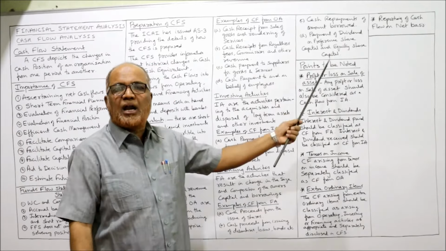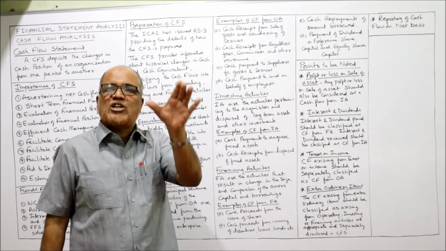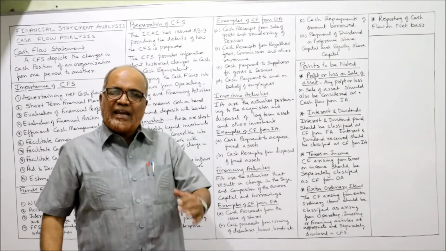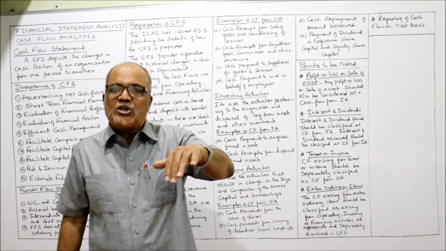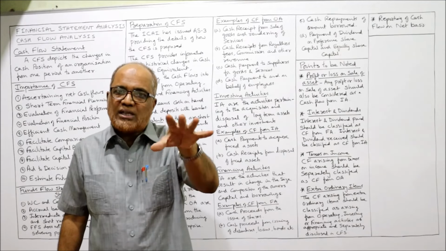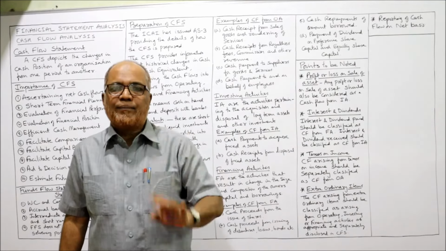So all the three activities I have explained. Now I am going to explain the points to be noted while making the cash flow statement. First point, profit or loss on sale of asset. When an asset is sold, any profit or loss may arise. This profit or loss arising on the sale of asset will be considered in investing activity.